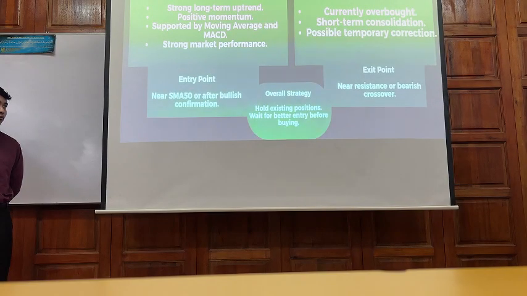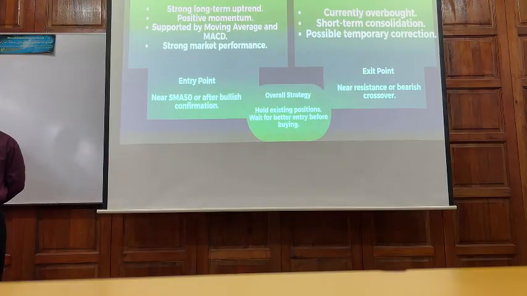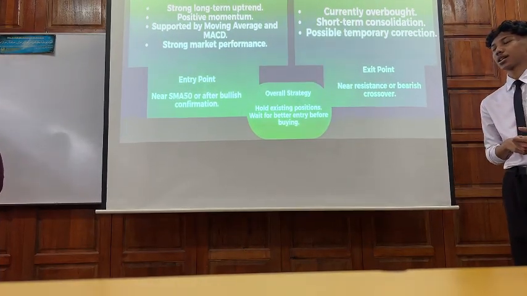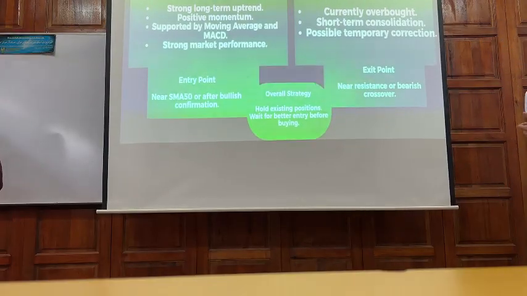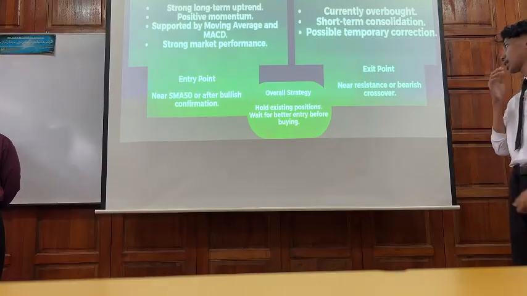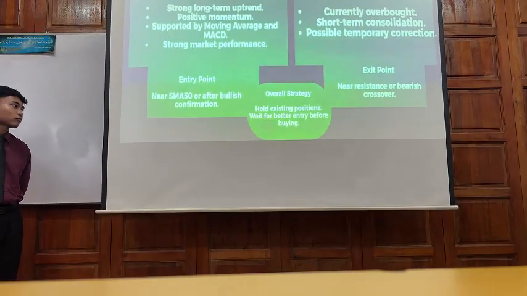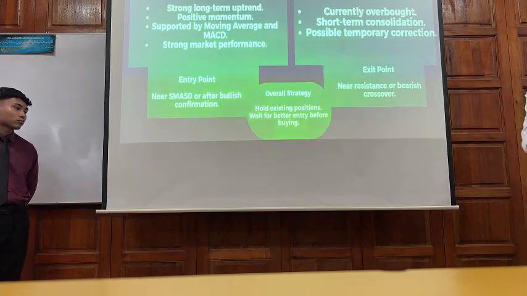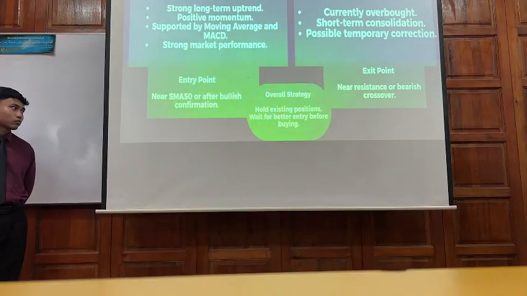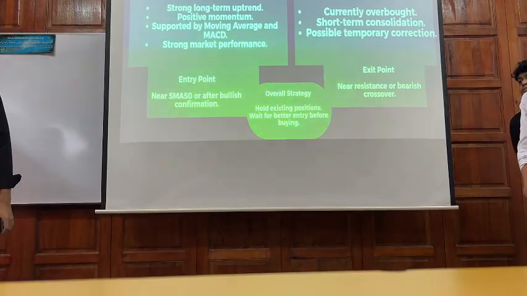So how to enter for SMA 50 is waiting for a pullback until it reaches near SMA 50 or after a bullish confirmation. And where to exit, the stop is near the resistance or a bearish crossover. So our overall strategy: just hold the existing position and wait for a better entry before buying.